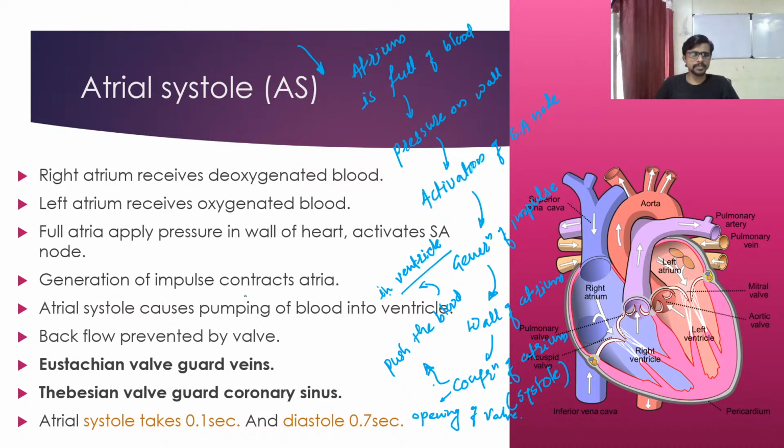So generation of impulse, contract atria, atrial systole causes a pumping of blood into the ventricle.